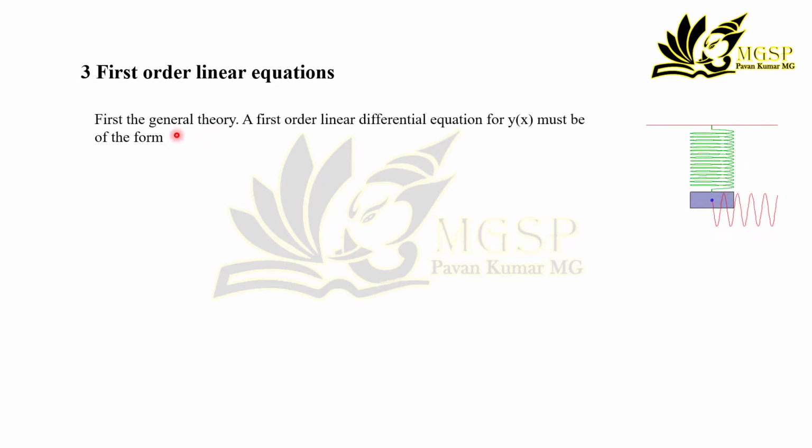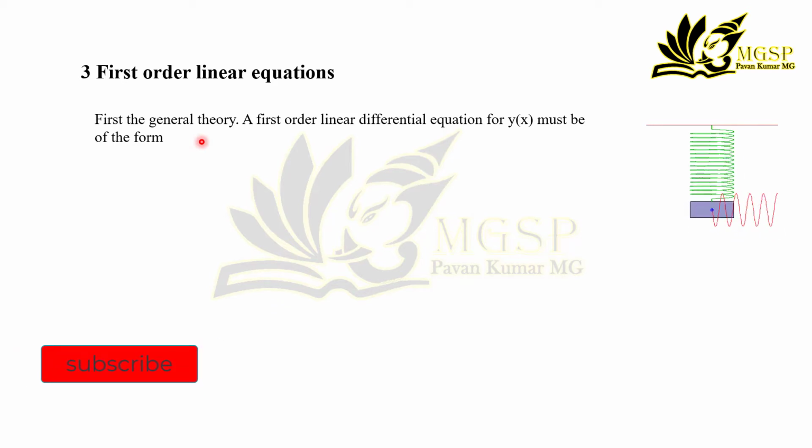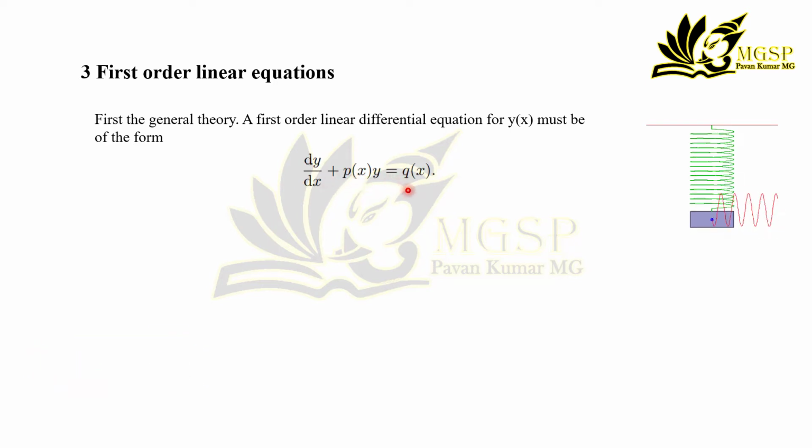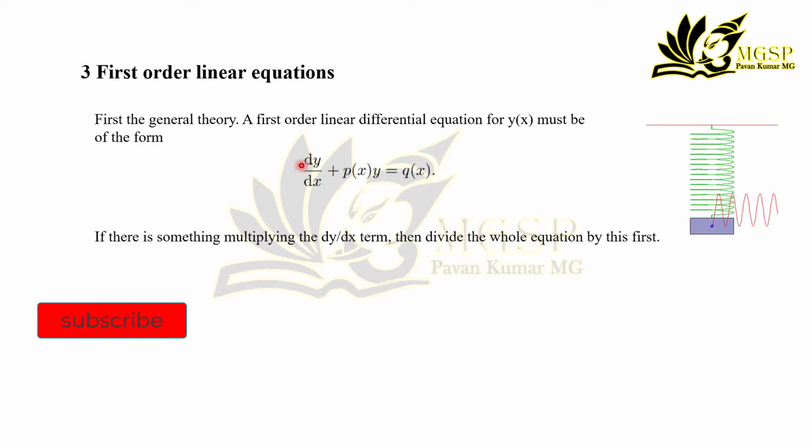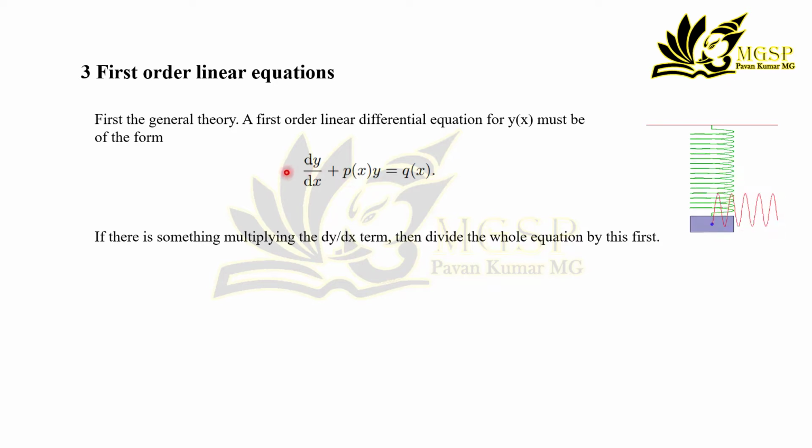Generally, a first order linear differential equation of y of x must be in the form dy by dx plus p of x y is equal to q of x. If there is something multiplied by the dy by dx term, then divide the whole equation by that term to get this first term. Sometimes there will be some coefficient or independent variables present in front of the dy by dx, so what you have to do is just divide by this term. So we will end up with this expressional form of a first order linear differential equation.